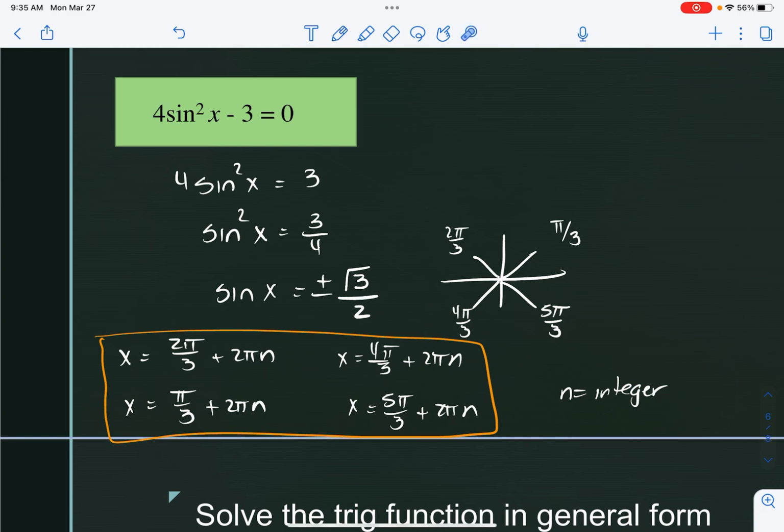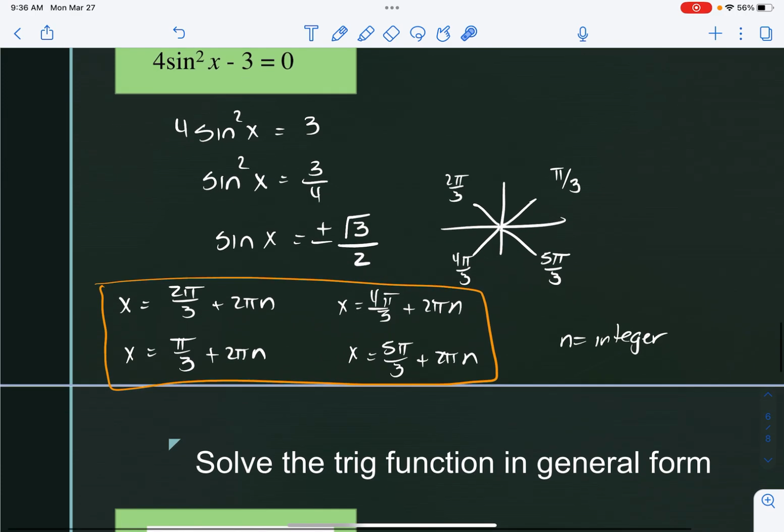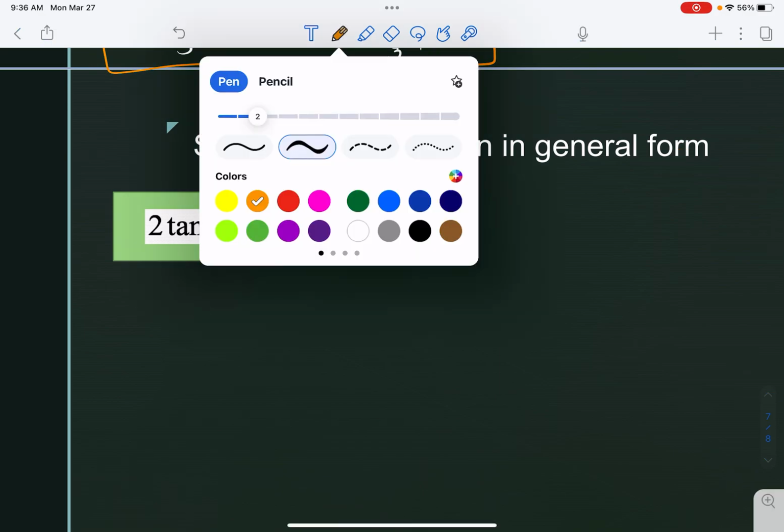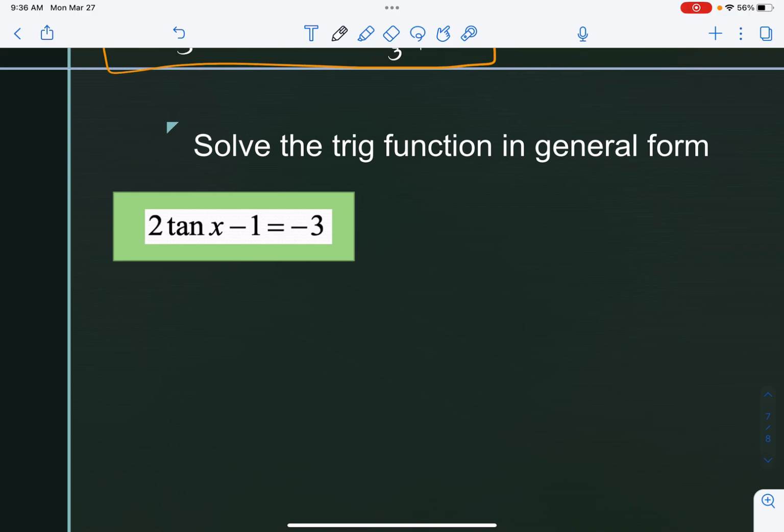Again, there is a way to write it in less than 4 equations here. We can write them in 2, but for us, we're going to write it in this form just to make sure that we end up working in simplest forms here. Okay, let's look at the next one, solving trig functions in general form. So again, we're going to isolate the trig function.